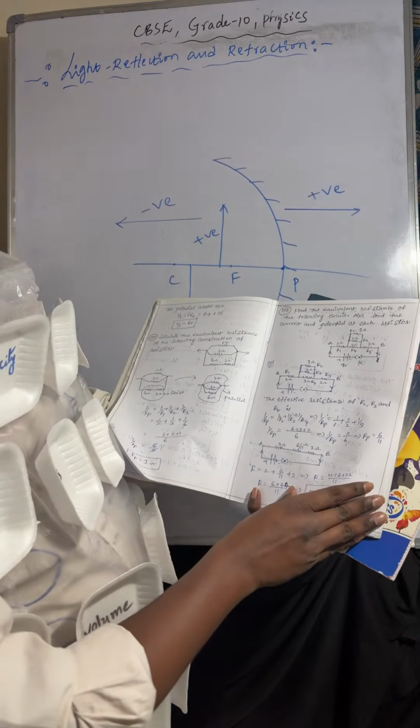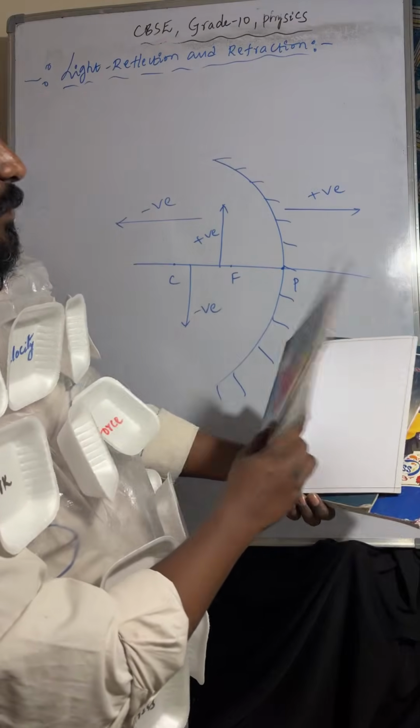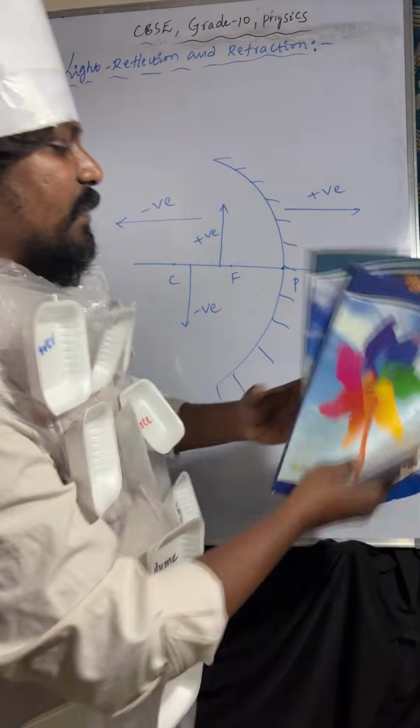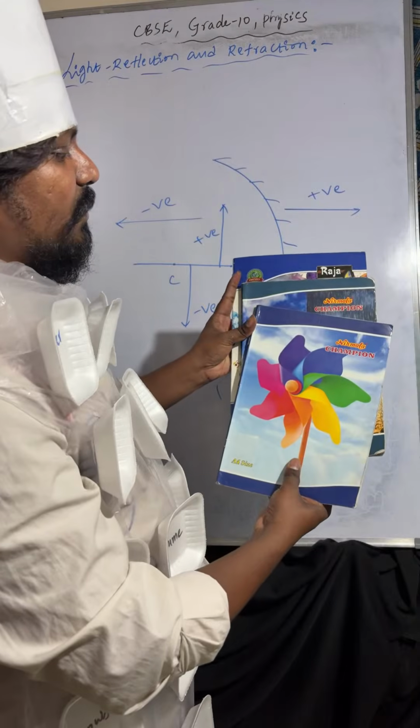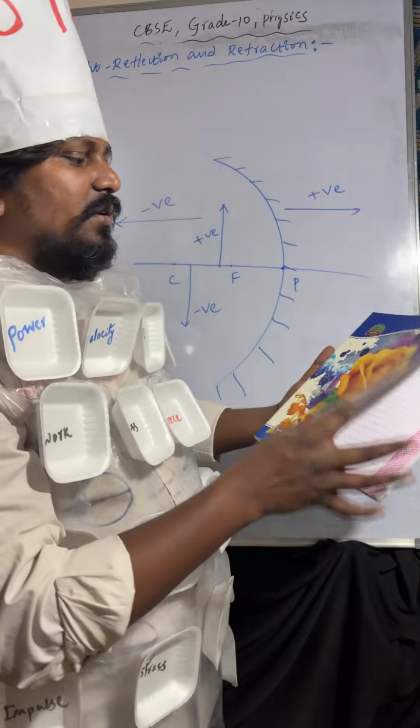So here you can check. Everything is mentioned, up to problems. So these two are completely related to problems only. And coming to this one, the electricity notes. So these are handwritten notes.